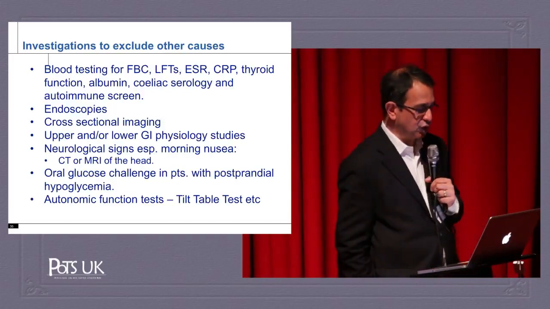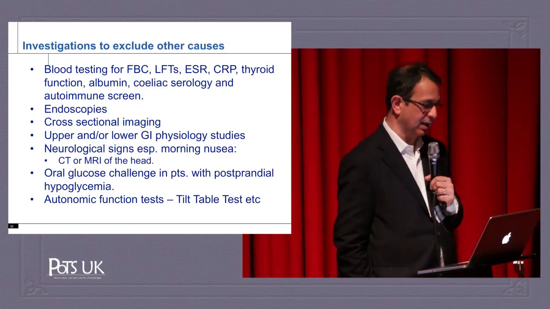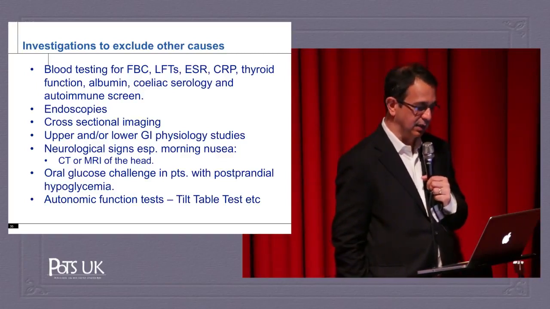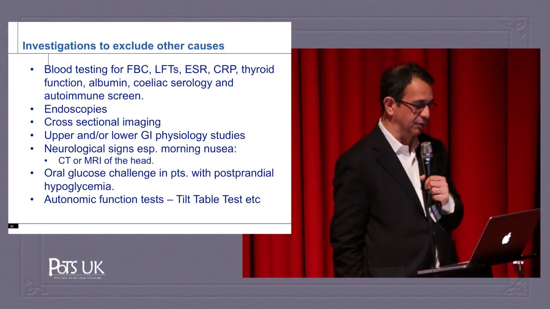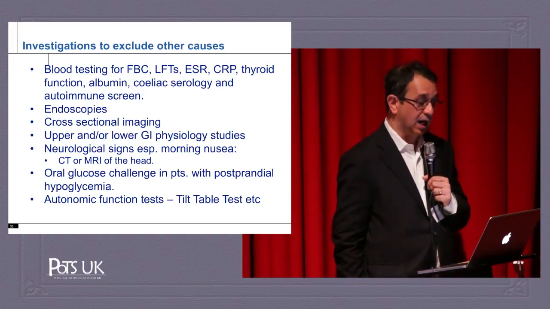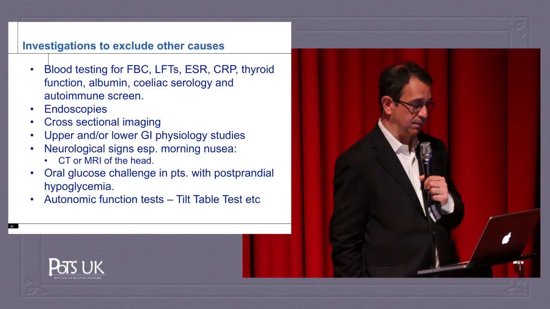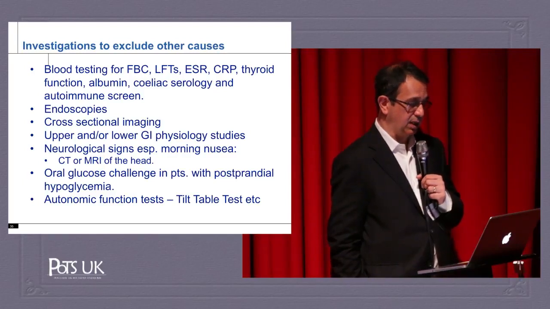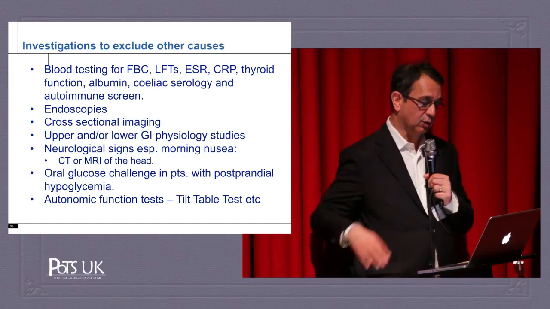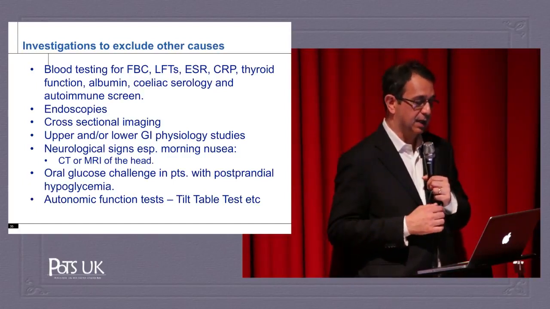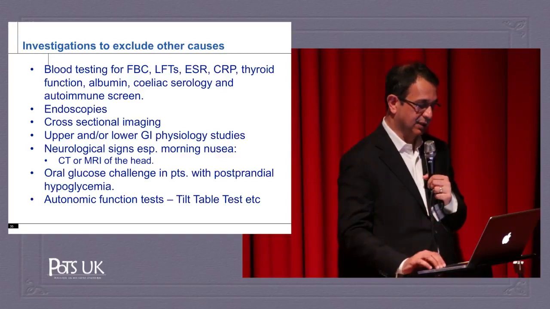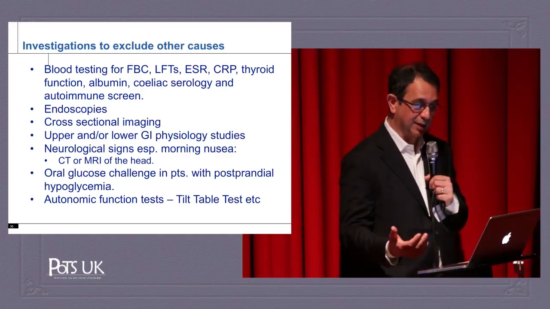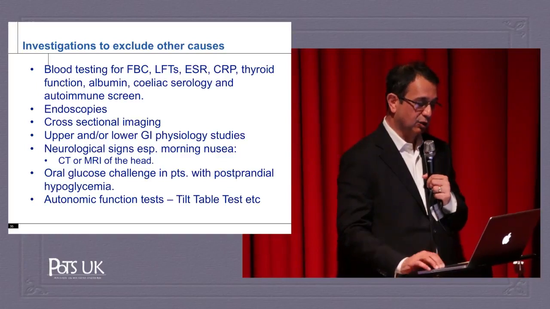Simple investigations, depending on how they present: a full blood count, LFTs, CRP, inflammatory markers, thyroid function tests. Albumin in some of these patients could be important, to make sure that some of these hemodynamic shifts are not being caused by hypoalbuminemia. Then celiac serology, an autoimmune screen, etc. But in some cases, with a lot of postprandial symptoms, you may have to do an endoscopy. Cross-sectional imaging may be required, especially if they're complaining of symptoms that may sound a bit obstructive.